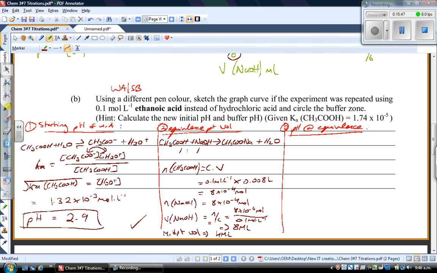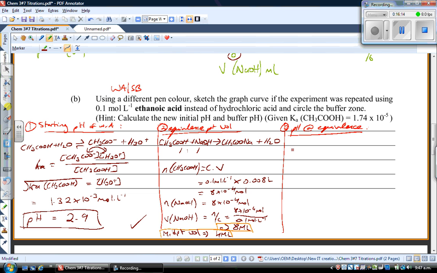So we've obtained two pieces of information from this particular step. We have the equivalence point volume of 8 mL, and we have the midpoint volume of 4 mL. So they're going to be two useful points to help us draw a graph. Now the last thing we need is the equivalence point pH, and the equivalence point pH can be calculated using the Ka for the weak acid.